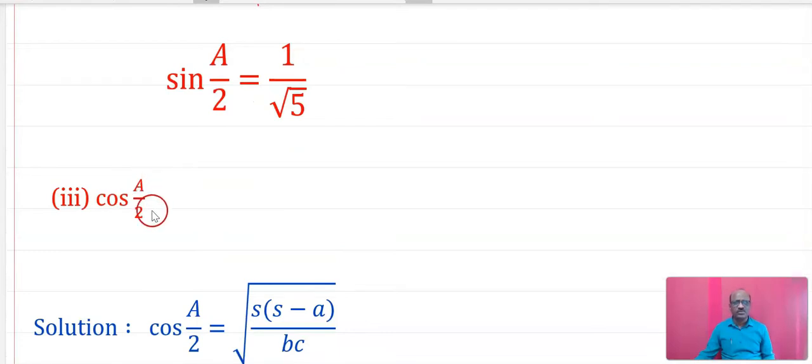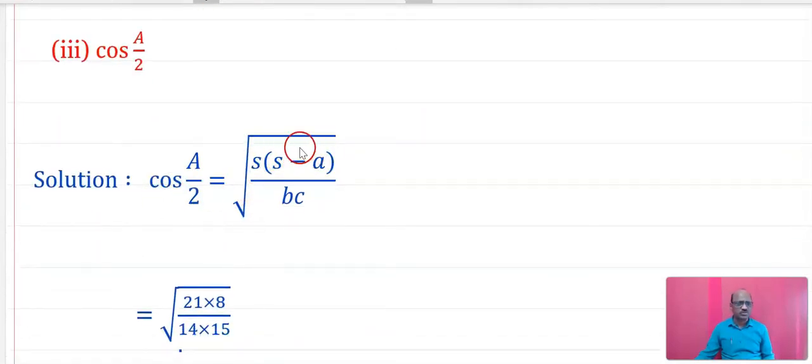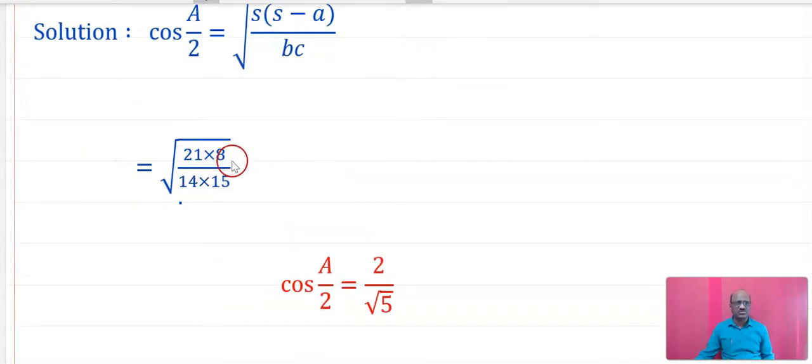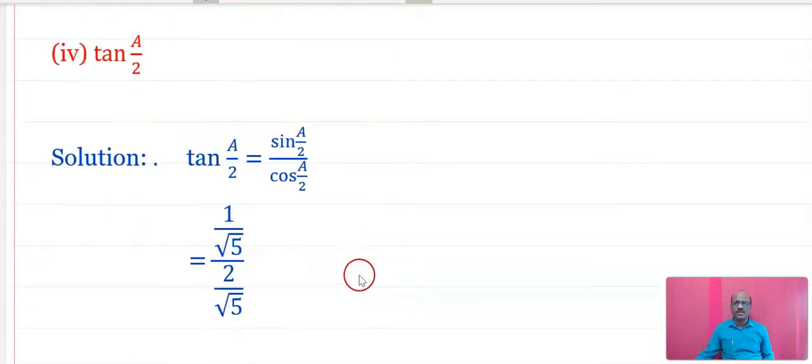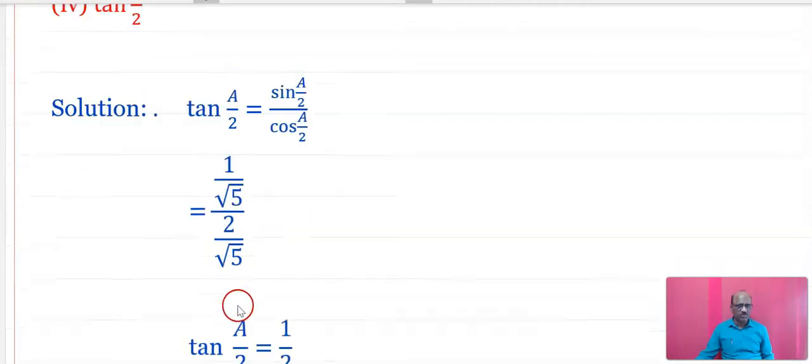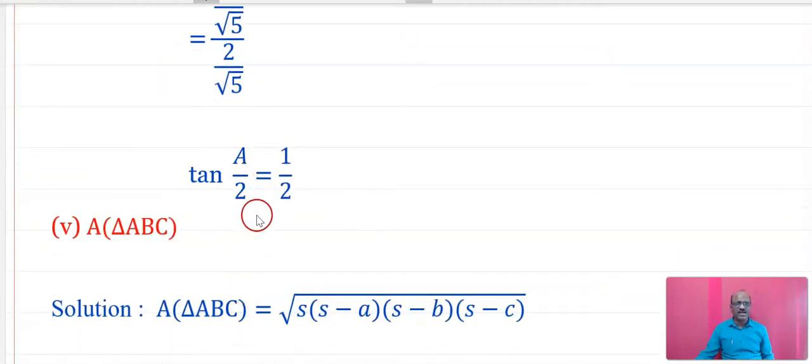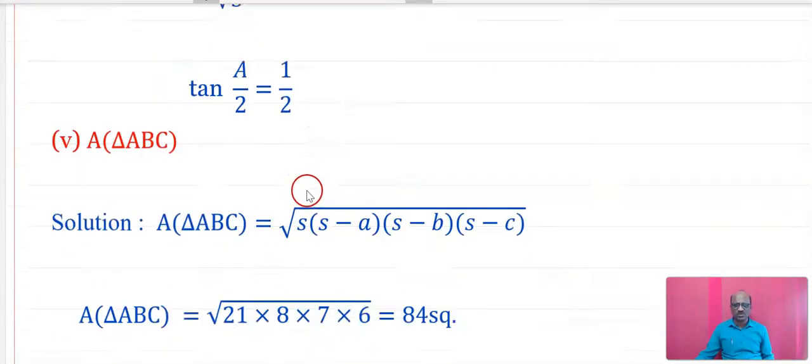Cos of A by 2 is equal to the root of s(s minus a) upon bc. Substitute the values and simplify it, then you will get 2 upon root 5. Next is the tan of A by 2. We know that it is sine of A by 2 upon cos of A by 2, that is 1 by root 5 upon 2 by root 5. Then you will get tan of A by 2 is equal to 1 upon 2.